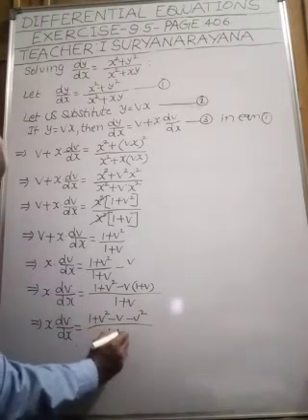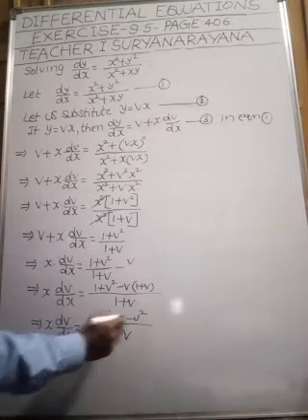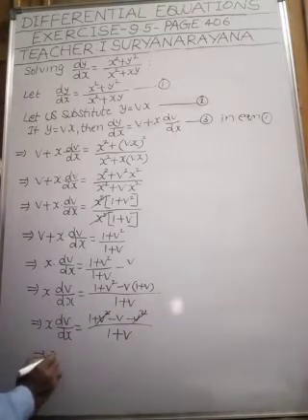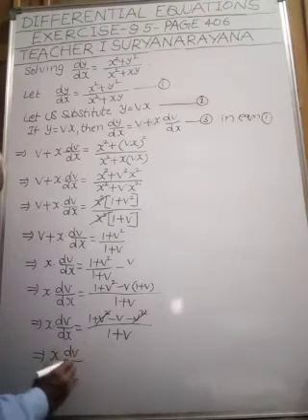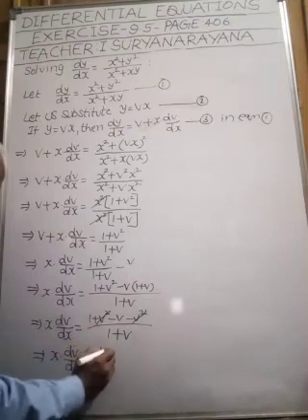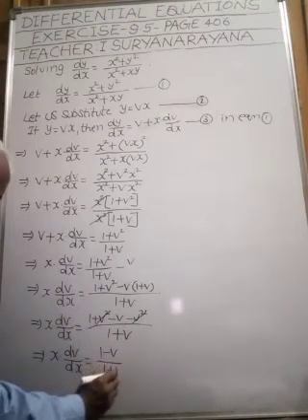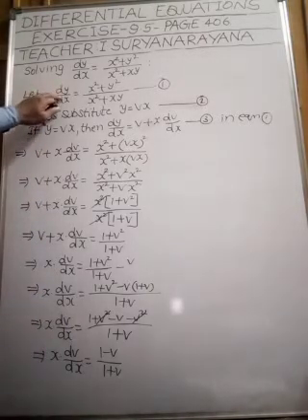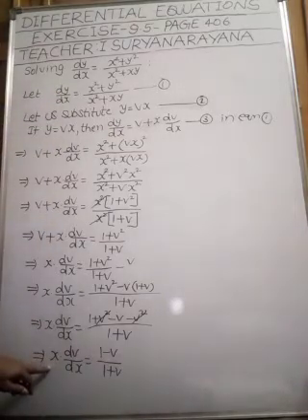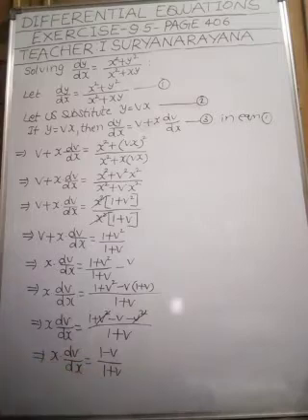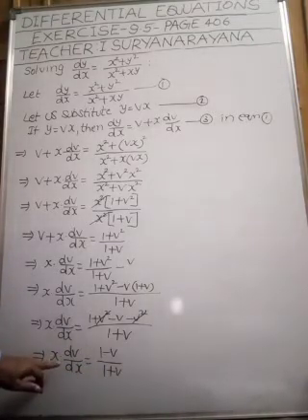Right. By 1 plus v. v square minus v square gets cancelled. This implies x dv by dx is equal to, what do you get finally? 1 minus v by 1 plus v. Understood this step, my children? So we wrote the given differential equation dy by dx in this form: x into dv by dx is equal to 1 minus v by 1 plus v. After this step, we had to separate the variables.